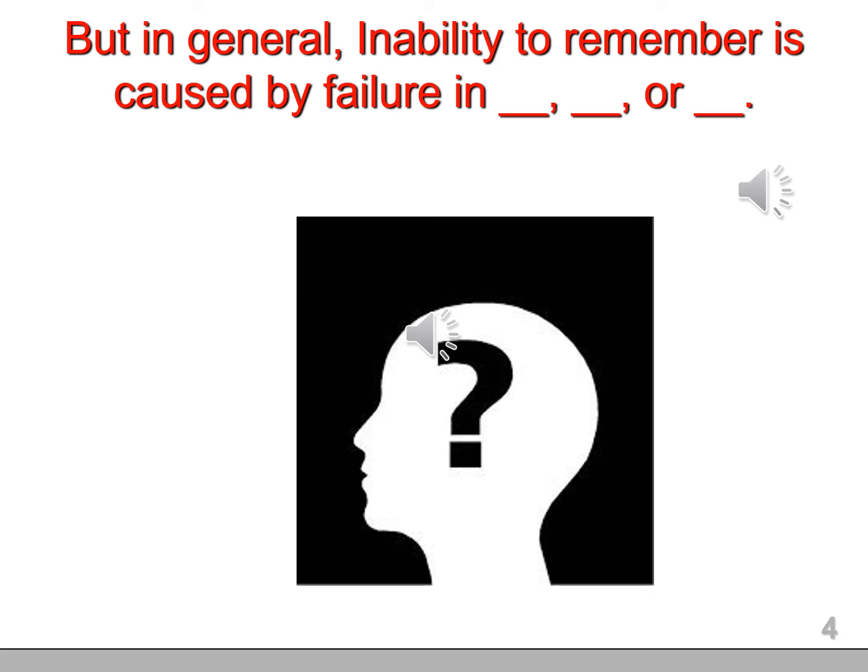It's very unlikely that if you can't remember something, it was due to amnesia. In general, our inability to remember is caused by failure in either the way you encoded it, stored it, or retrieved it. Next, see if you can identify what should go in those three blanks you are now looking at. Actually, go ahead and do it.